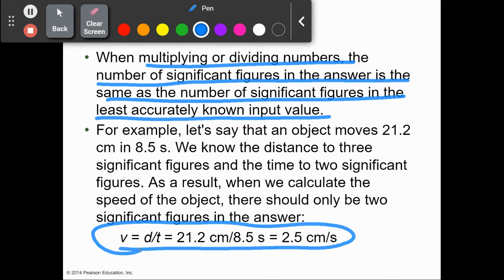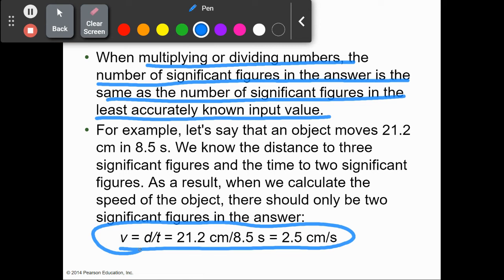A bunch of numbers, yeah. 2.49411767. I don't want to write down all those numbers. And more importantly, did I actually measure that out to the 1, 2, 3, 4, 5, 6, 7, 9, the billionth place? No, I did not. So my answer can only be as accurate or as precise, that's a better word, can only be as precise as my least precise number, the one with the least number of significant figures.